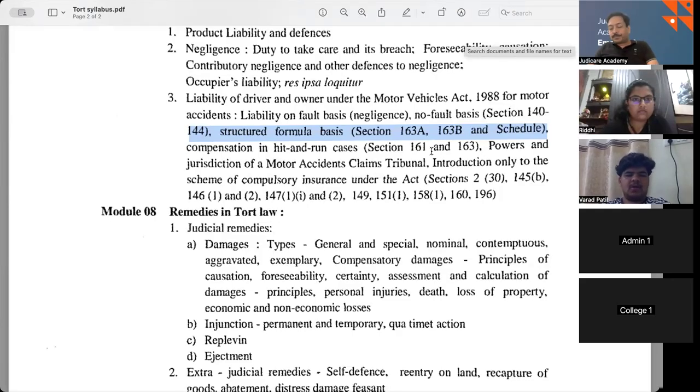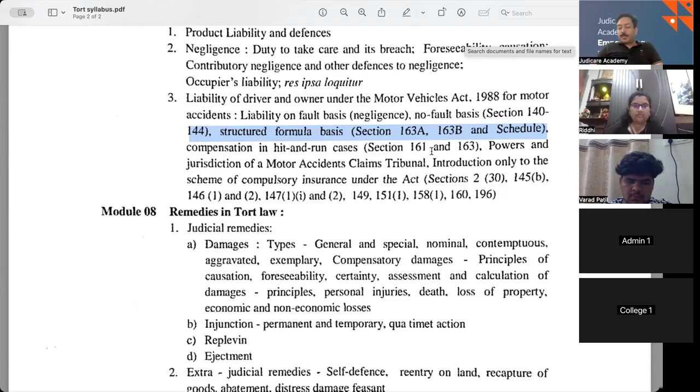Okay. Now, 163B says option to file claim in certain cases where a person is entitled to claim compensation under section 140, which we read last time, on no fault basis, and section 163A. He shall file the claim under either of the said sections and not under both. So the person has to claim on either of the sections, not both of them.